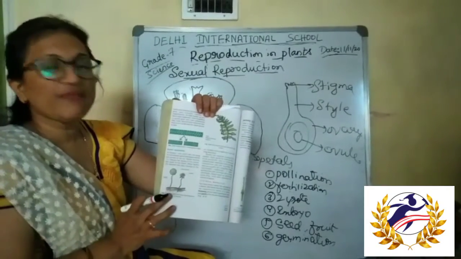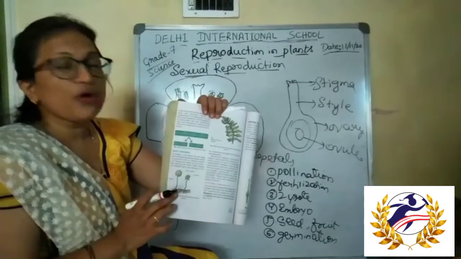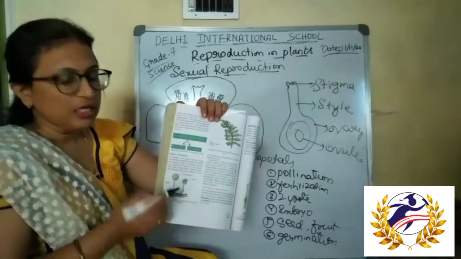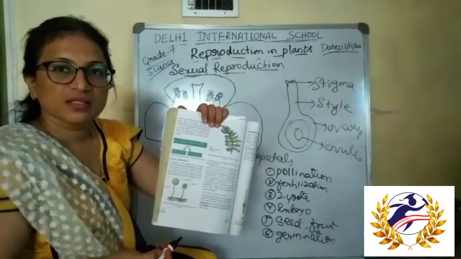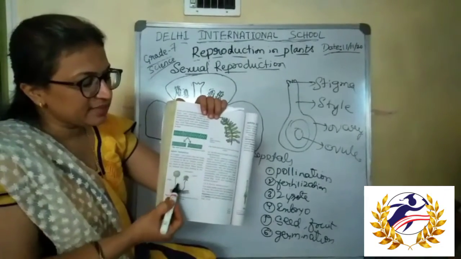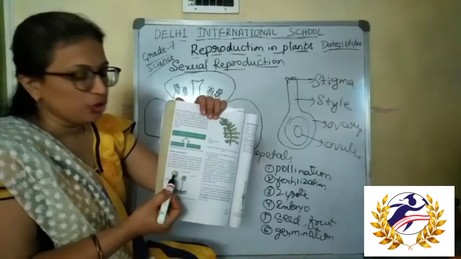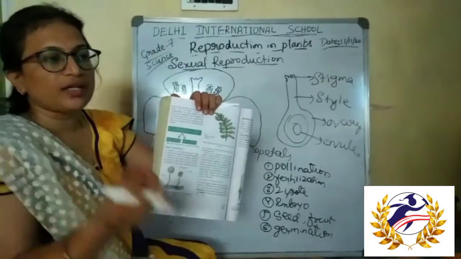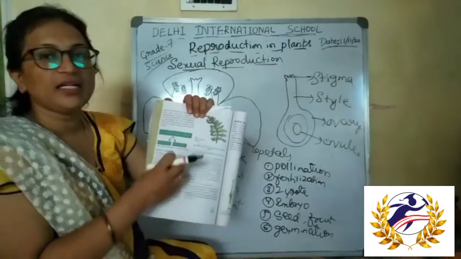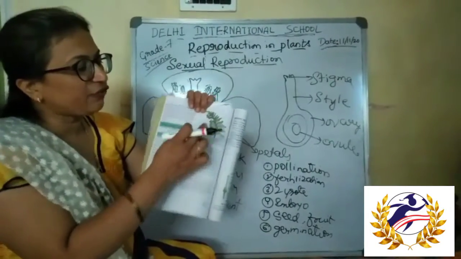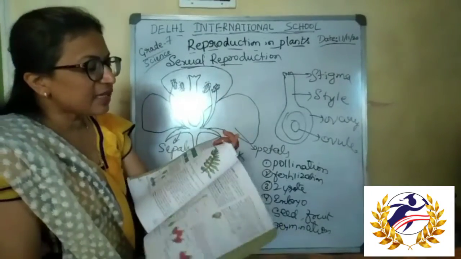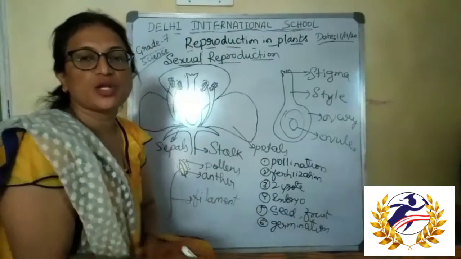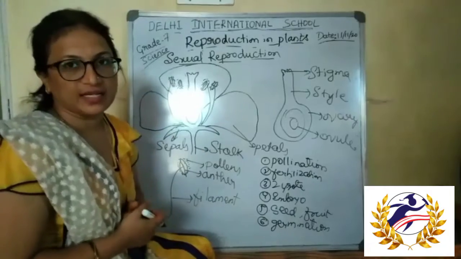Another type of asexual reproduction is spore formation, which you can see in bread molds. This is the sporangia, which contains numerous spores. Once they mature, they burst out and give rise to a new individual. Like that, spore formation takes place in ferns. So these are the different ways of asexual reproduction we discussed in the last class.